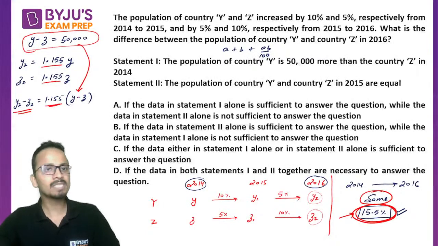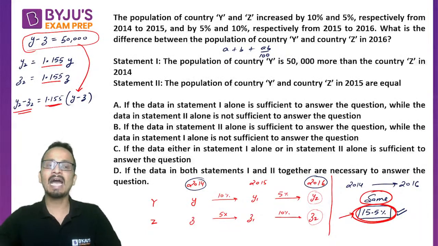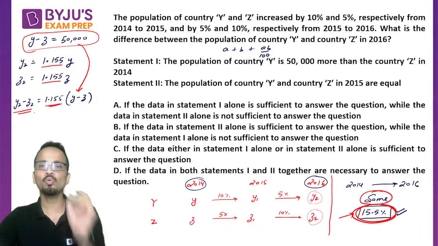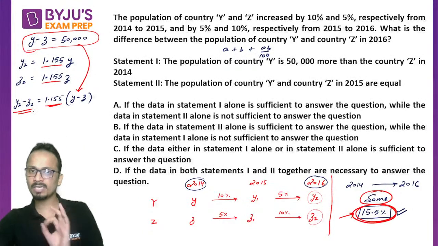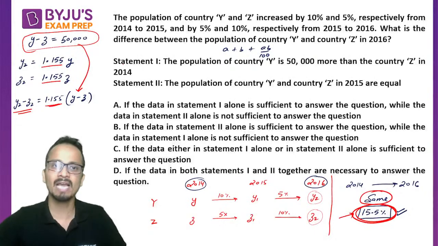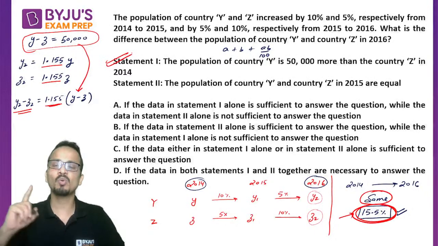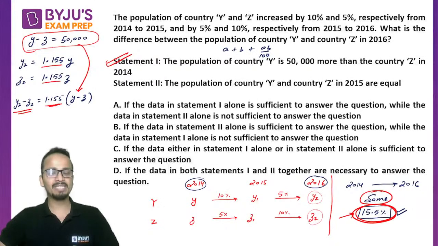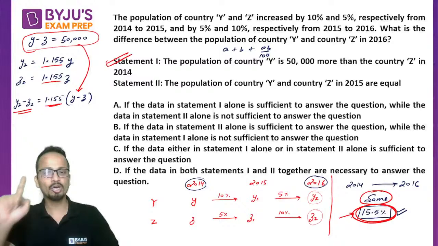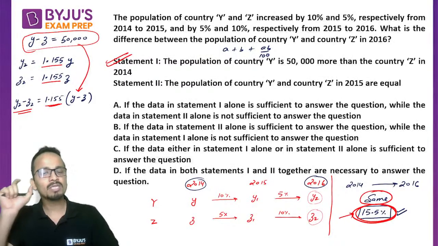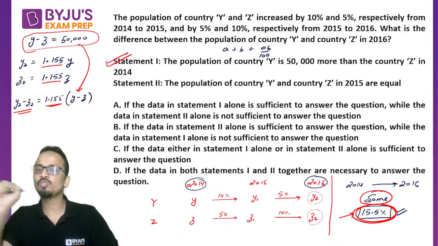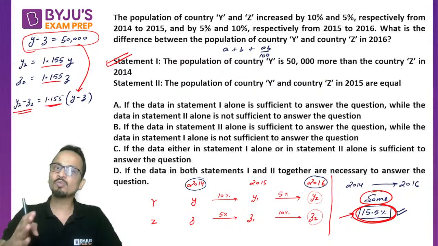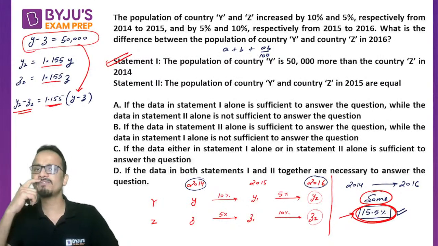Now, since I can substitute the value of Y minus Z, I can find the difference between Y2 and Z2. The difference between Y2 and Z2 can be calculated using statement number 1 alone. Amazing, right? This has only happened because I could find out that the net percentage change was the same. The initial difference was given, so yes, I can now find the final difference.